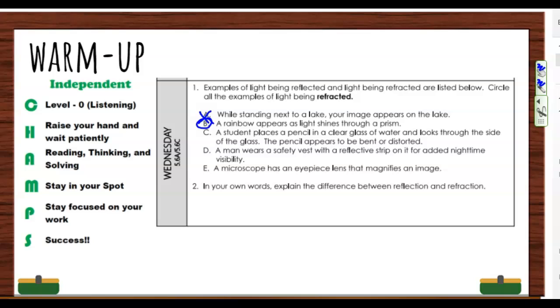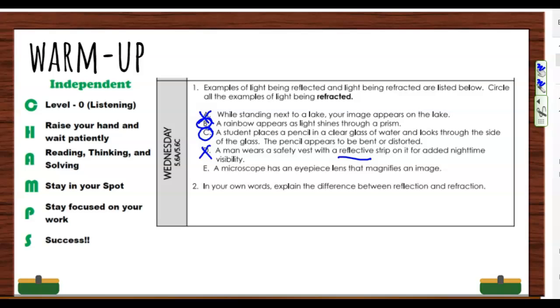Thumbs up, refracted. We circle it. Thumbs down, reflected. We skip it. Thumbs up, it is refracted. D. A man wears a safety vest with a reflective strip on it for added nighttime visibility. Thumbs up, refracted. We circle it. Thumbs down, reflective. We leave it. It is reflective. See that word? Reflective strip.